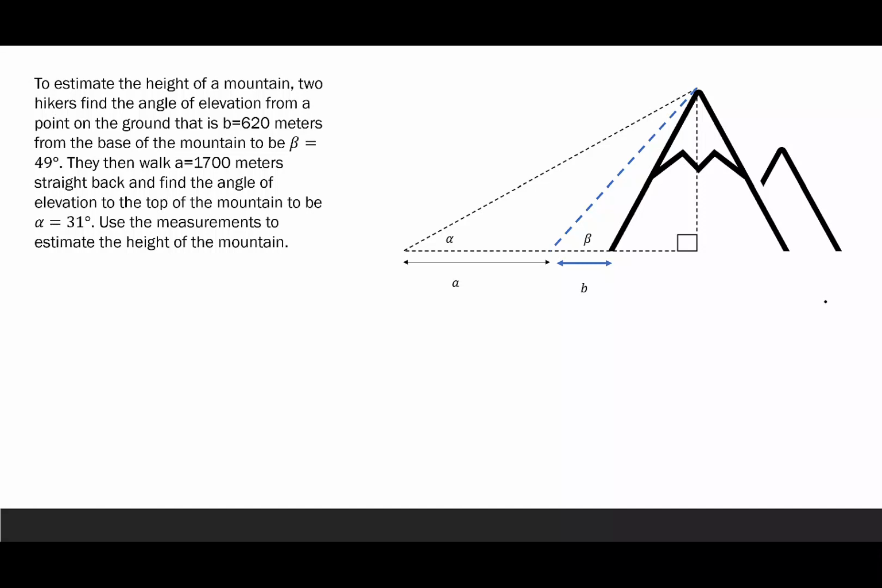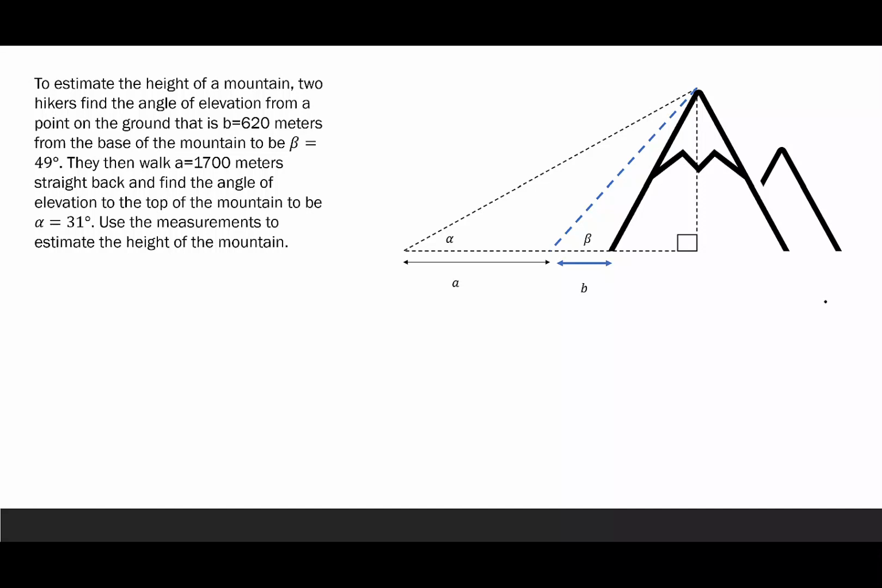Our next problem says, to estimate the height of a mountain, two hikers find the angle of elevation from a point on the ground that is b equals 620 meters from the base of the mountain to be beta equals 49 degrees. Then they walk a distance of a equals 1700 meters straight back and find the angle of elevation to the top of the mountain to be alpha equals 31 degrees. We want to use the measurements to estimate the height of the mountain.